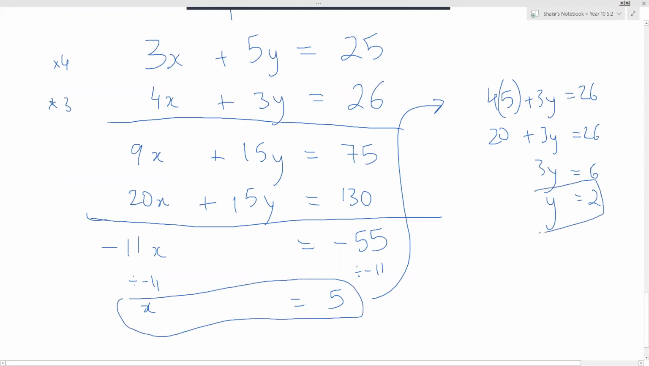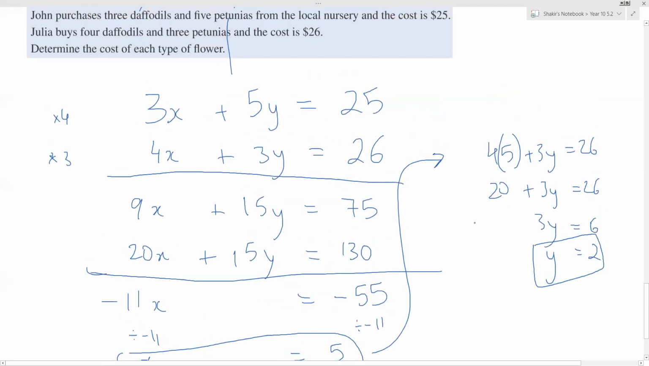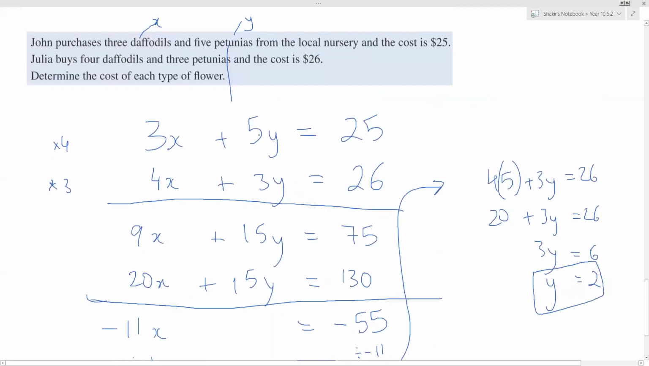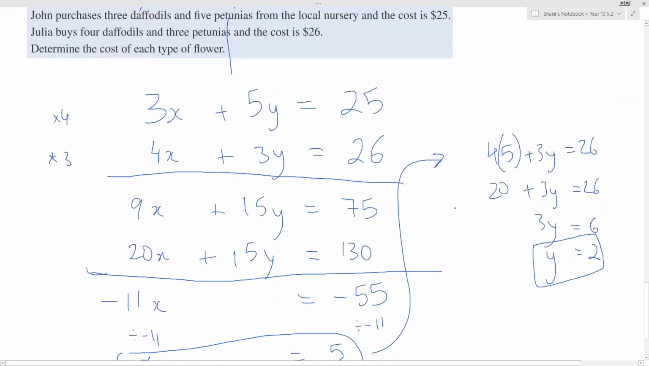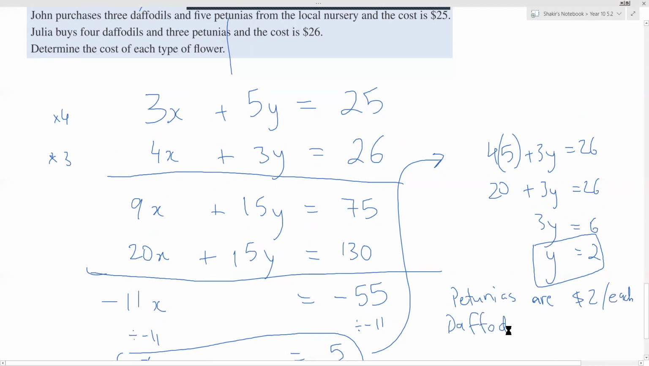And let's interpret it back. It is a word problem. Anytime you have a word problem, you always want to give your answer in words, okay? So determine the cost of each flower. Now, what was y? y was the cost of petunias. And petunias are clearly $2 each. And daffodils, which was x, are $5 each.